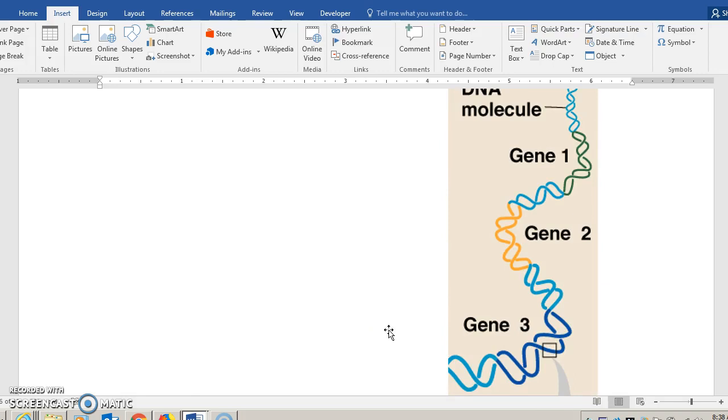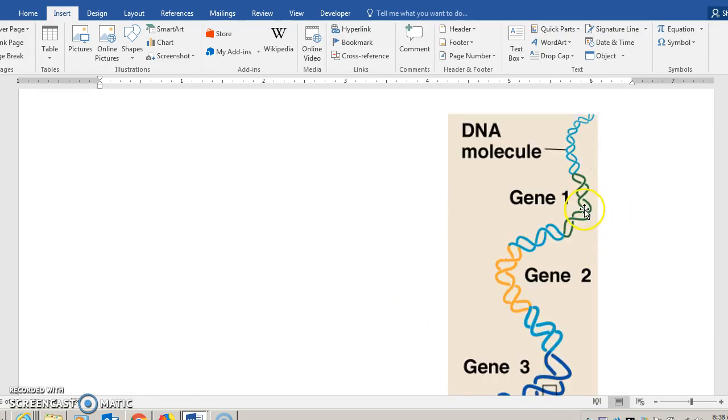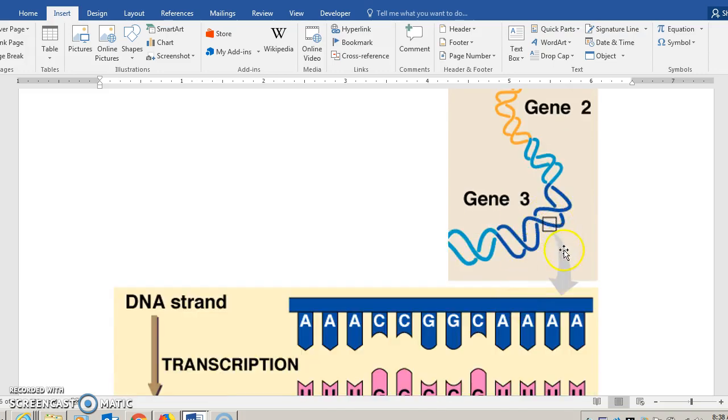So here's just a short section of the DNA molecule. We're showing gene 1, gene 2, and gene 3. Typically, the gene is only found on one of the strands of the chromosome, not both of the strands. But they're showing a portion of one of the strands down here.